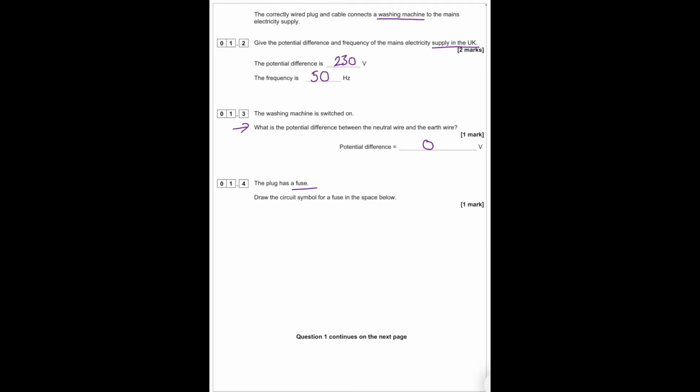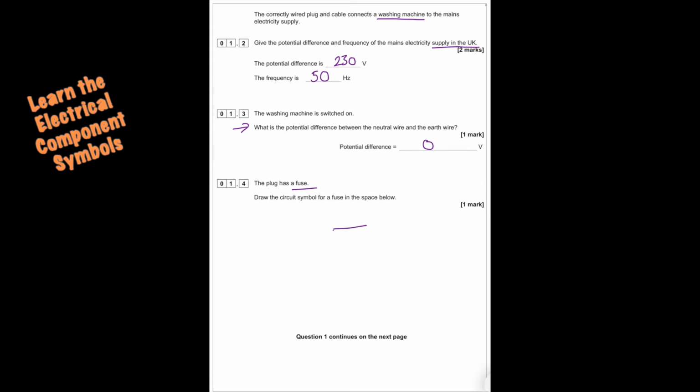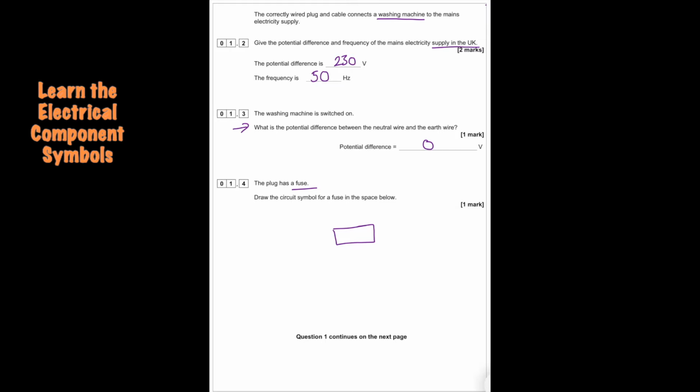The plug has a fuse. Draw the circuit symbol for a fuse. So the circuit symbol is a rectangle with a straight line going through it.